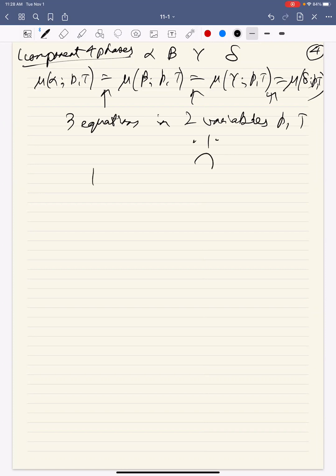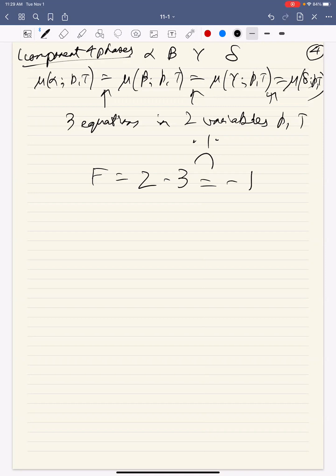F becomes 2 minus 3 is equal to minus 1. Simply not possible. So that's why in pure water, you have a triple point. You don't have a quadruple point. Now, if you have water mixed with something else, a 2-component system, a solution with salt or something like that, then you can have 4 phases coexisting, right? Because then the C comes and helps you.